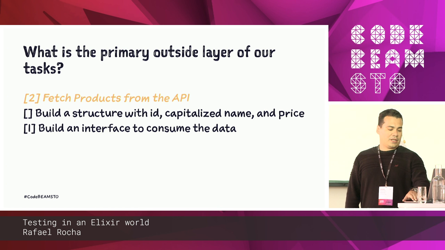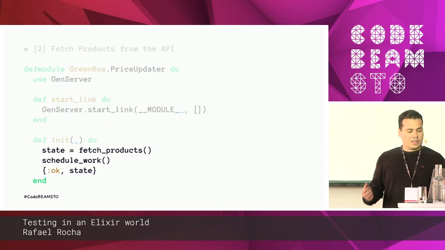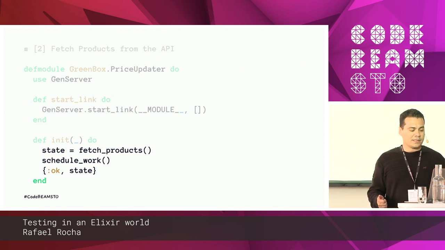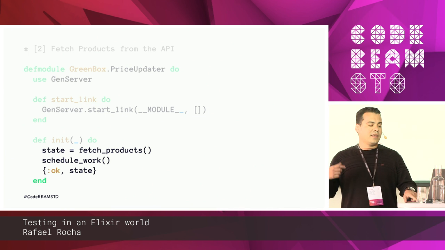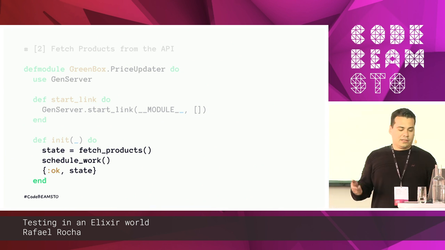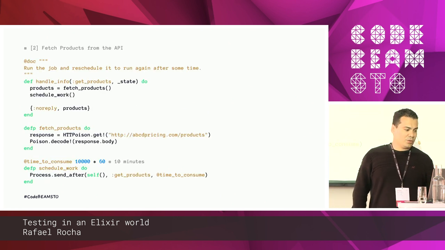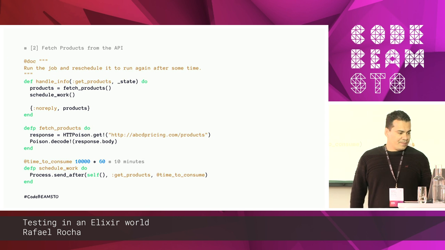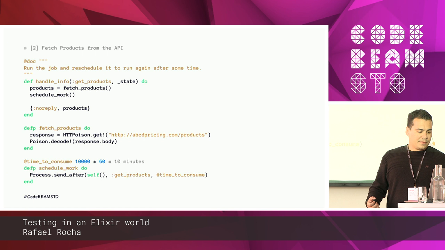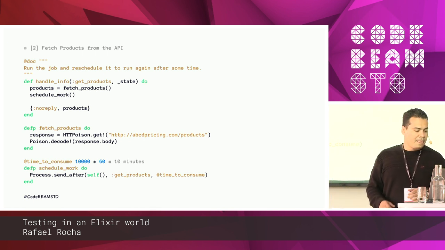Fetch products from the API. So let's start fetching these products. Instead of using this empty list, we are going to fetch the products and also schedule work to do that from time to time. Remember, in the beginning I told you that we need to fetch this every 10 minutes, when the price changes. So that's what we're going to do now. We fetch products, we have a schedule to fetch this from time to time, and also we have this private function here to get this data from the external API.